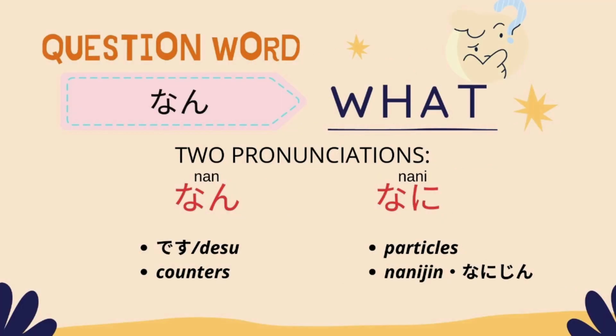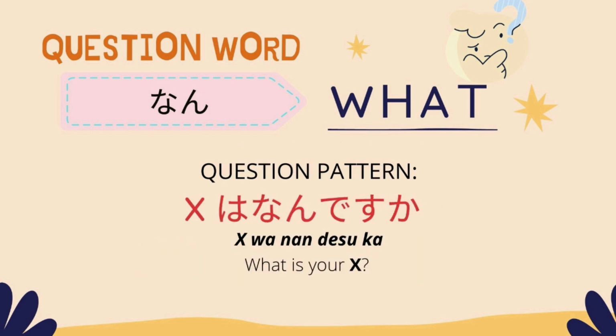Let's start with nan, which means what. Nan has two pronunciations. The first one is nan, and the second one is nani. We pronounce nan as nan when it is followed by desu or a counter, while we pronounce it as nani when it is followed by particles or when it is nani jin. This nani jin is a question you ask when you're asking about the nationality of a person. Our question pattern for nan is X wa nan desu ka, which means what is your X.